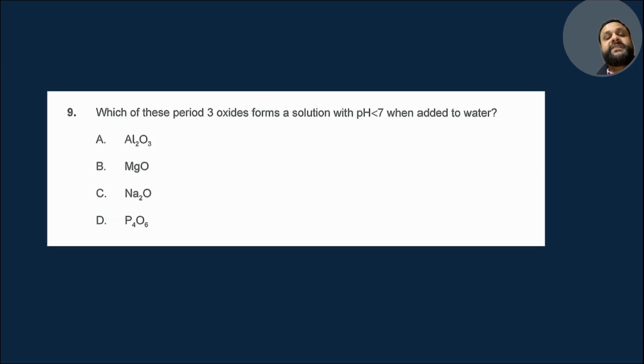Question 9. Which of these period 3 oxides forms a solution with pH less than 7 when added to water? Aluminium oxide is amphoteric, so no. Magnesium oxide forms magnesium hydroxide, so greater than 7. Sodium oxide dissolved in water forms sodium hydroxide, so greater than 7. That leaves us option D as the answer. Oxides of non-metals, when they dissolve in water, produce an acidic solution with pH less than 7.